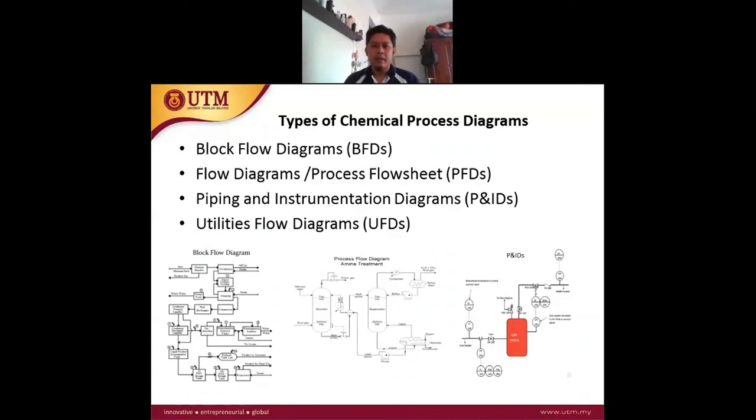Okay, so there are many types of chemical process diagram. For example, there are block flow diagram, process flow sheet or PFDs, piping and instrumentation diagram, P&ID, and utility flow diagram, UFD. Okay, but in this subchapter, we will only look at the P&ID, whereas the others, if you are a chemical engineer, you may cover those other areas. Okay, so we are concerned about P&ID because we will function as an electrical engineer or instrumentation engineer.